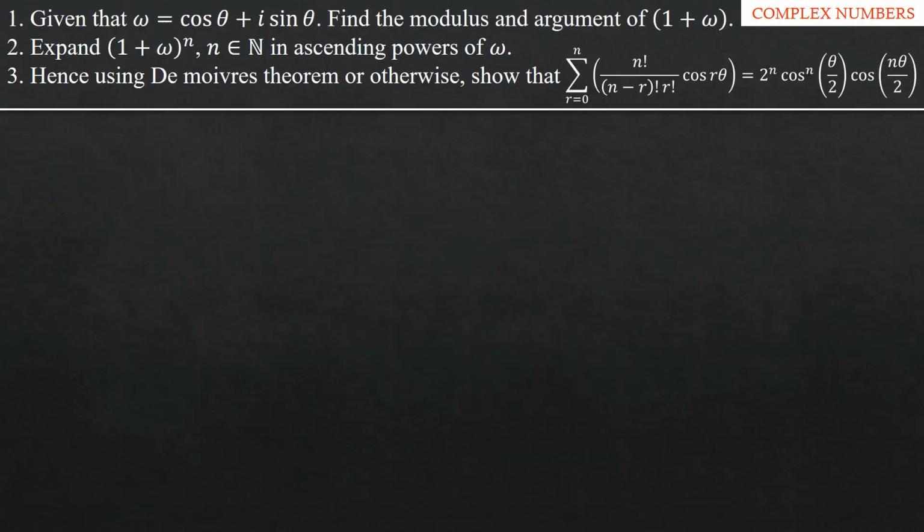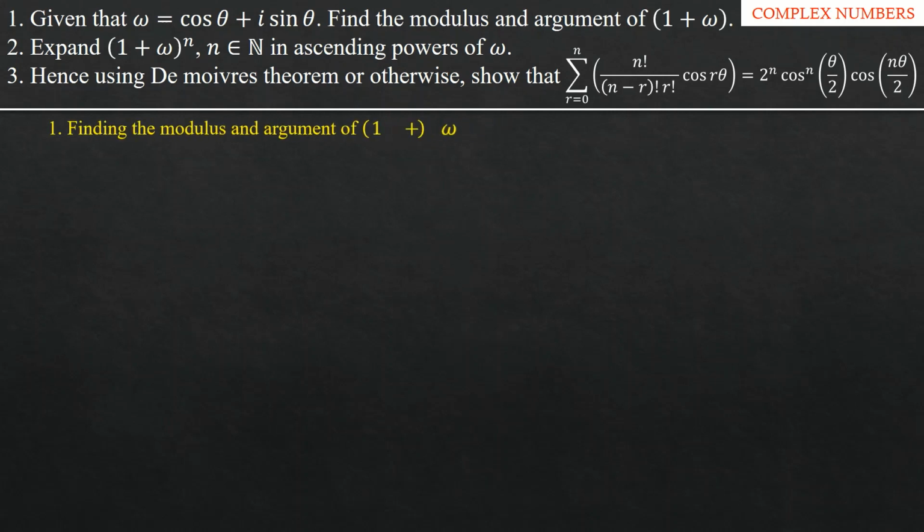So the question reads, the question is divided into 3 parts and we are going to solve the parts independently. 1. Given that omega is equal to cos theta plus i sin theta, find the modulus and the argument of 1 plus omega. Okay, so let's begin with that.